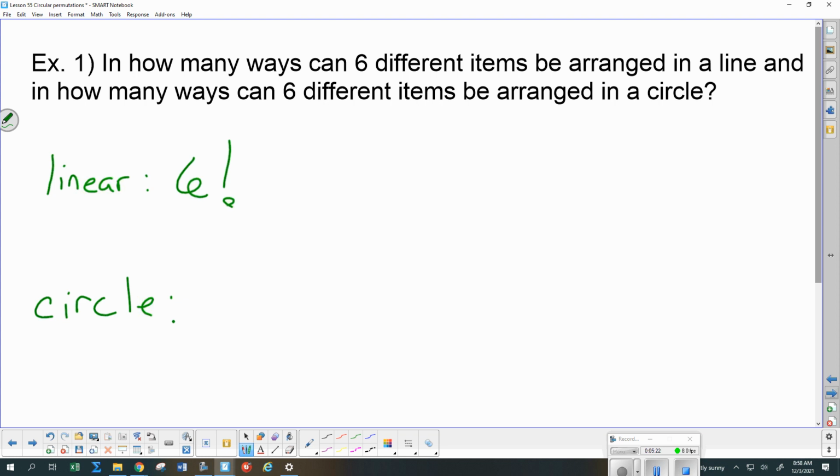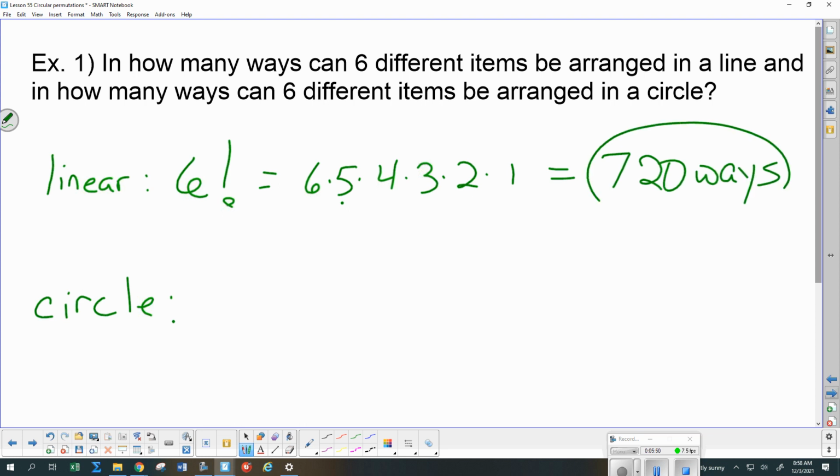Has anybody done that yet? You could probably even do this one without your calculator if you really wanted to. 6, 5, 4, 3, 2, 1, so that'd be 30, 120 times 6. What are you guys getting? 720? Okay, if we want to do it in a circle, how do we change the formula? What do I do for that one, Dylan?